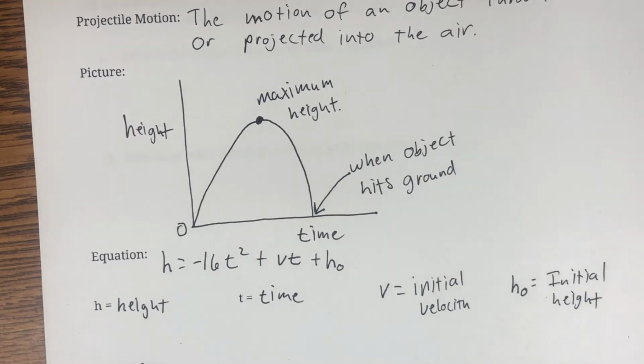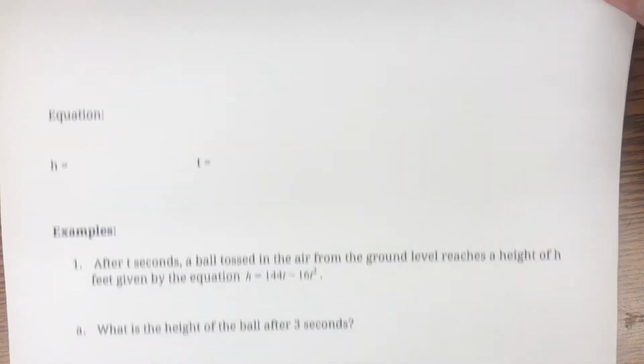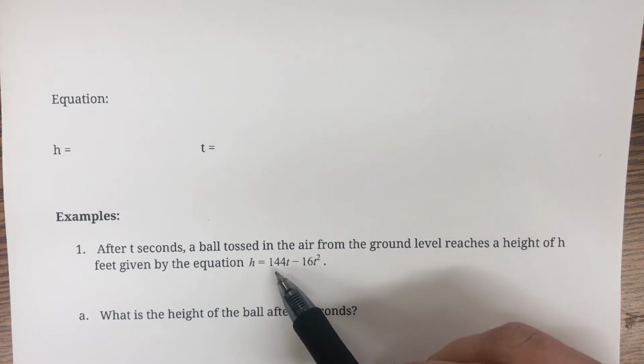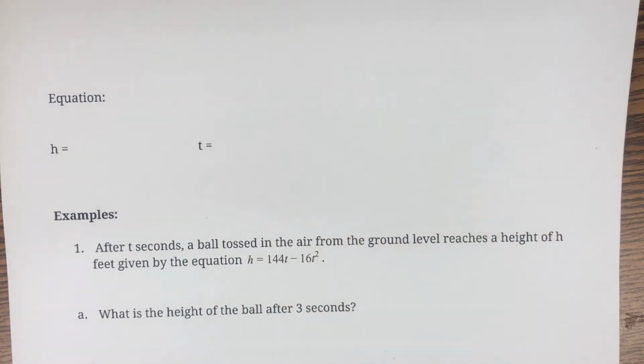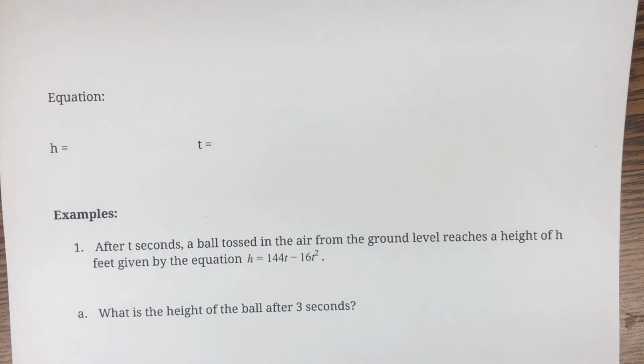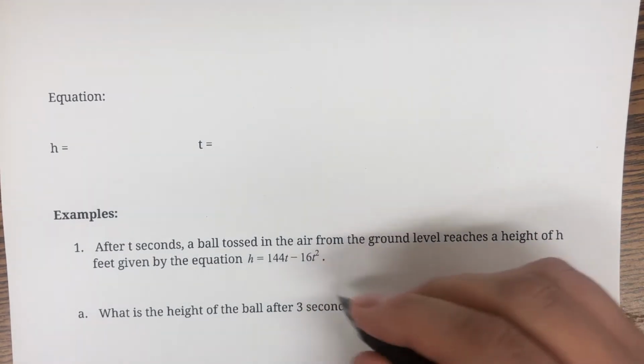So we're going to look at a couple equations to model what we can figure out. Our first example involves a ball being tossed up in the air, and it is modeled by the equation h equals 144t minus 16t squared. It's tossed from the ground, so there's no initial height. Let's see here. It says, what is the height of the ball after 3 seconds? That's our time. We want to find the height. So we will just plug 3 in for t.